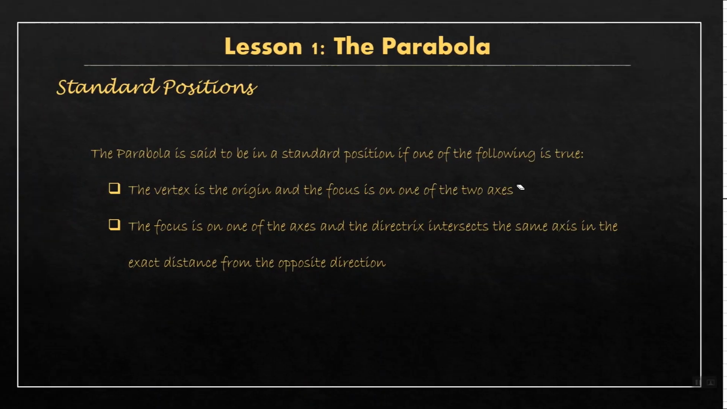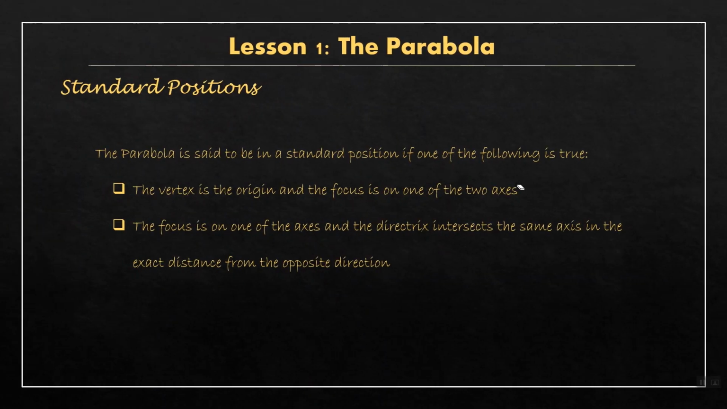So we know their standard positions by two things. Either the vertex and the focus, or the directrix and the focus. So I should always have two givens to know if it's a standard position or not. Okay?